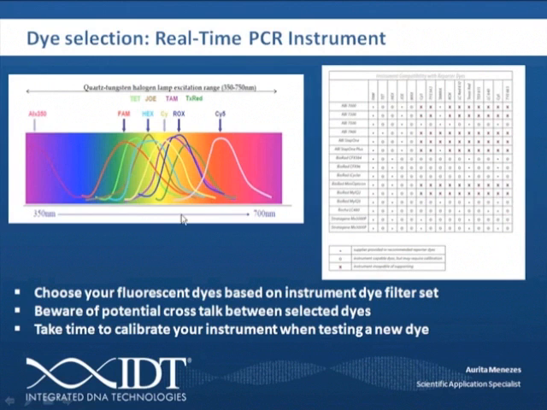In terms of instrument selection, you need to make sure that you choose your fluorescent dye based on your instrument. You have to be aware that if there is potential crosstalk between selected dyes, it's not a simple switch from just switching one dye to another. If you are testing a dye that is capable on your instrument, you may be required to calibrate it. That is a very important part because I think many people underestimate the power of spectral crosstalk. Calibration is very key if you're testing a new dye.